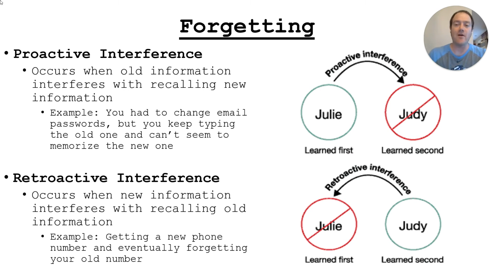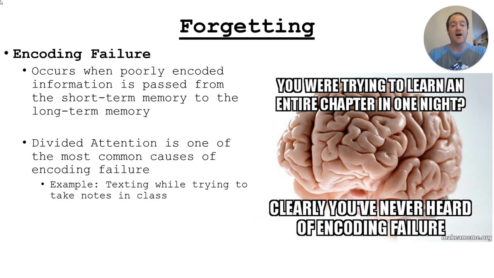So the way I remember this, and this is just a quick trick, proactive: if you're being proactive about something, you're trying to get out in front of it. So proactive would be going forward, getting in front, and covering up old information. That's proactive. Retroactive, if retro means going backwards, that would be old information going back and covering up new information that you can't recall now. So anyway, those are the two types of interference.